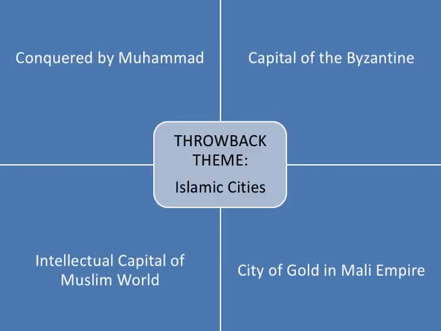Now, this is an opportunity for me to take a step back or take a moment and review. There are important Islamic cities in the world, one of which was controlled by the Ottoman Empire, and that, of course, would be the capital of the Byzantine Empire, Constantinople. That changes its name to Istanbul after being conquered by the Ottomans.